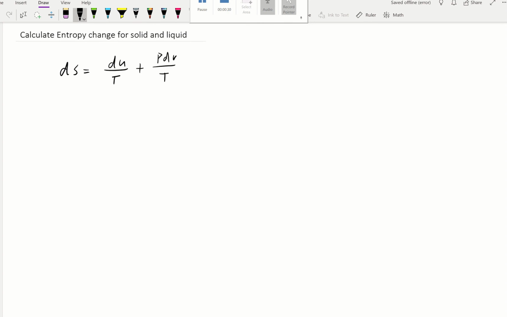This is for a solid and a liquid. If it's for a solid and liquid, which means they are not compressible, right? They are incompressible. If it's incompressible, what do you think the dV will be equal to? Which means their volume stays constant, right? And dV will equal 0.